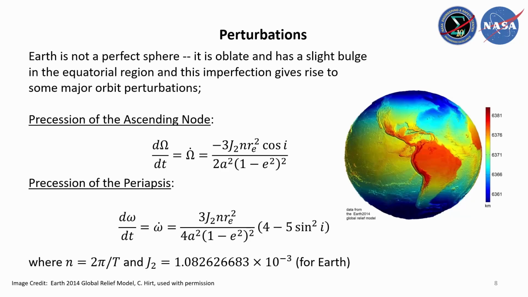Earth is not a perfect sphere. The slight bulge in the equatorial region is expressed as the J2 zonal harmonic. This bulge gives rise to two of the perturbations of interest that will be our focus in this lesson. The equations quantifying the precession of the ascending node and precession of the periapsis are shown here. We'll look at the effects of each perturbation in more detail.